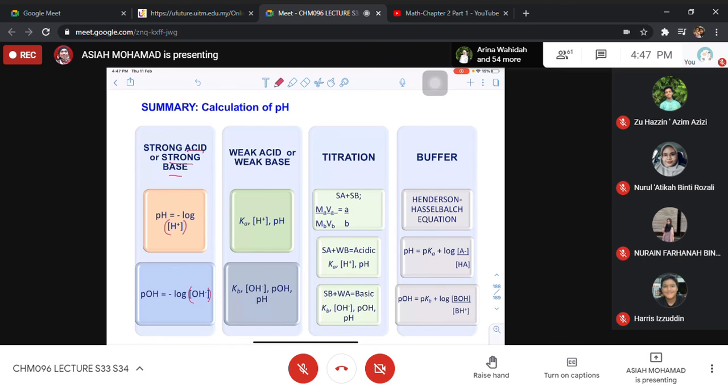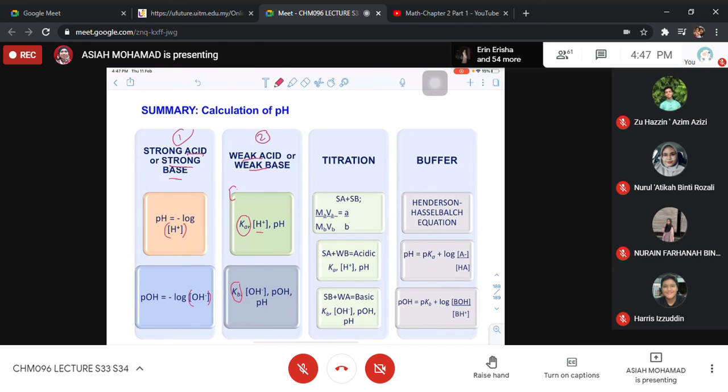The second one that we learned is weak acid, weak base. For weak acid and weak base, you need the Ka and Kb in order to find the concentration of H3O plus and OH minus. So for H3O plus, in weak acid, you are going to use this formula: square root of C times Ka.